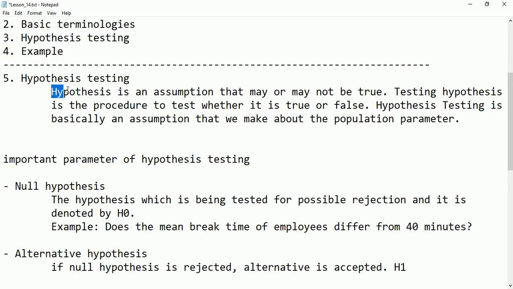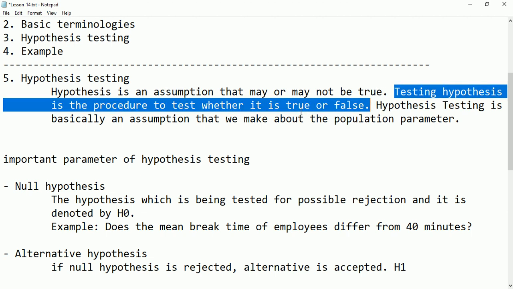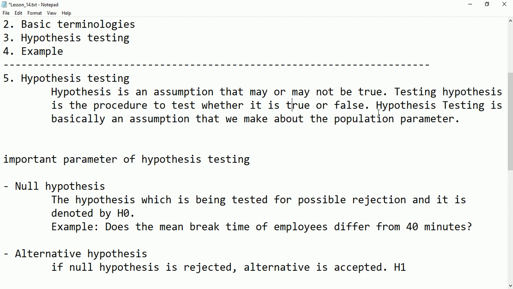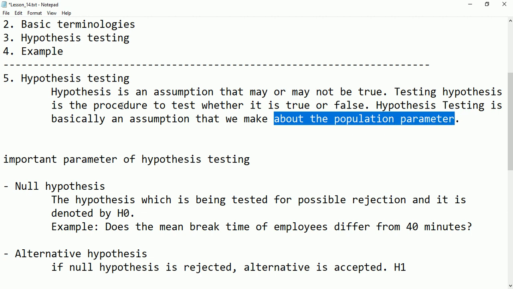First we have to know what is hypothesis. Hypothesis is nothing but an assumption that may be true or false. So this is called hypothesis. Testing hypothesis is the procedure to find whether it is true or false. Hypothesis testing is basically an assumption that we make about the population parameter. So it is a condition, or it is a test, or we can say an assumption that may be true or it may be false. So that is called hypothesis.